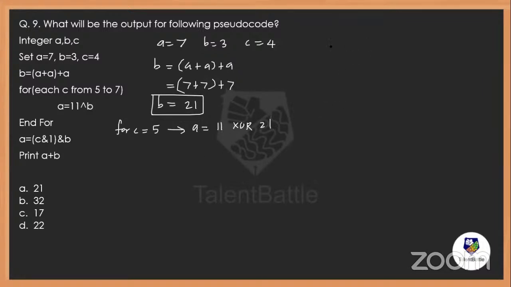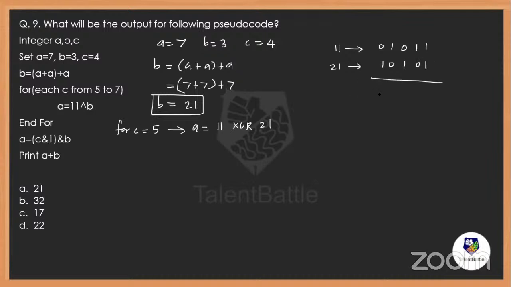So let's calculate the binary. 11 is represented as 1011, but 21 we have to represent with respect to 5 digits, 5 bits. So I will add 0 for 5. And then 21 in binary will be 16 plus 4 plus 1. So it will be 10101. And we have to perform the XOR operation.